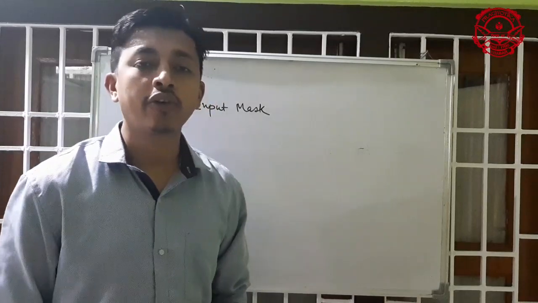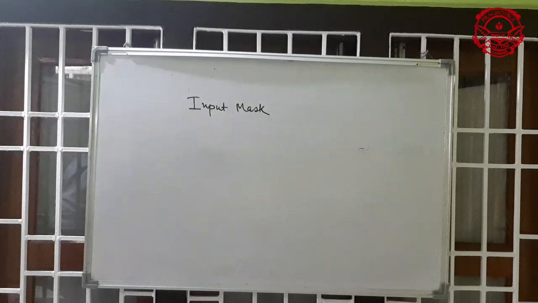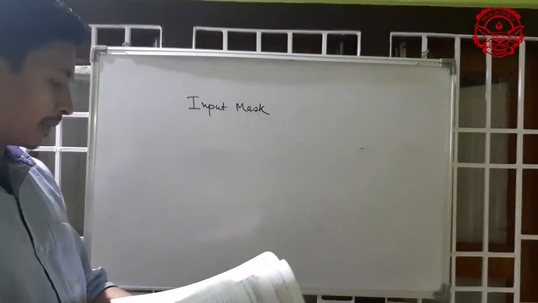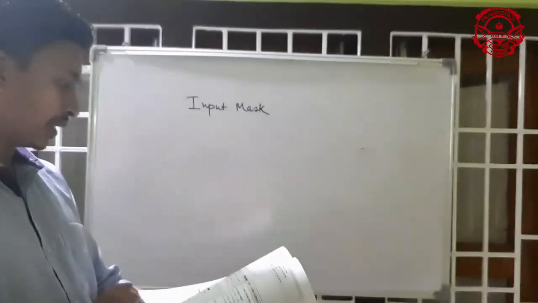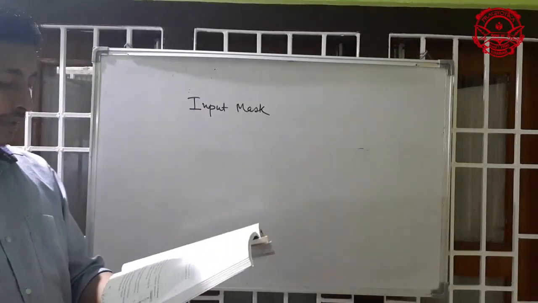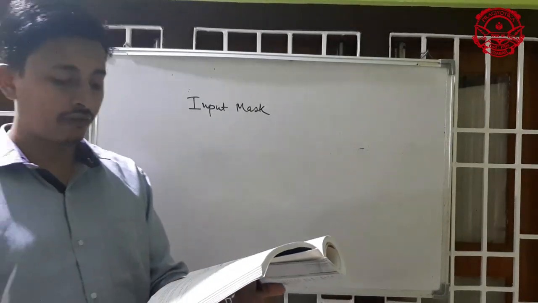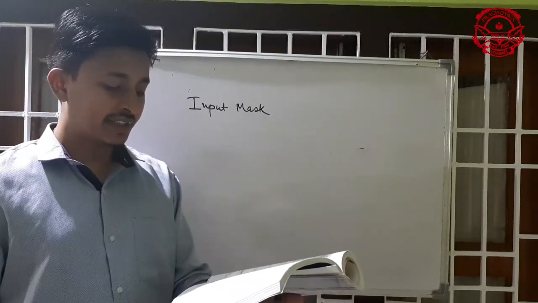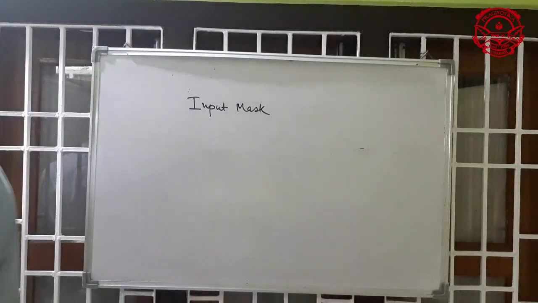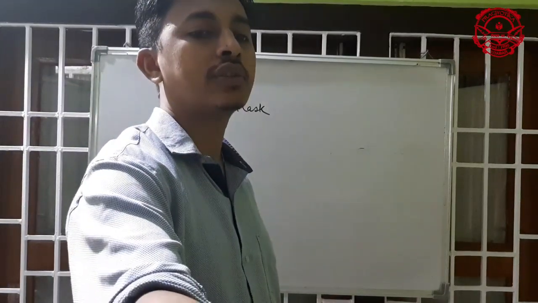Now today we are going to discuss a new topic, it is input mask. First you have to know what actually an input mask is. In the book, page number 201, you can see this property allows us to have control over data entry by defining a set of formats for each character that is entered in the field. Means you can set some rules.